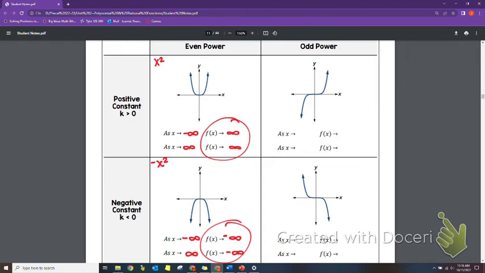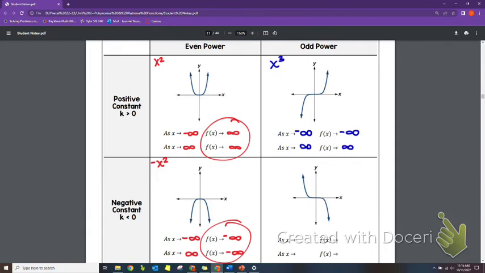Now, an odd power, think about an odd power that we're familiar with. You can use x to the first, or you can use x cubed. So I'm going to go ahead and go with x cubed here. If I have x cubed and it's a positive leading coefficient, so our k is greater than 0, then we're just looking at y equals x cubed. And that's kind of what the graph looks like there. We can see as we're going to the left to negative infinity, our graph is going to go down to negative infinity. As we go to the right towards positive infinity, our graph is going up to positive infinity.